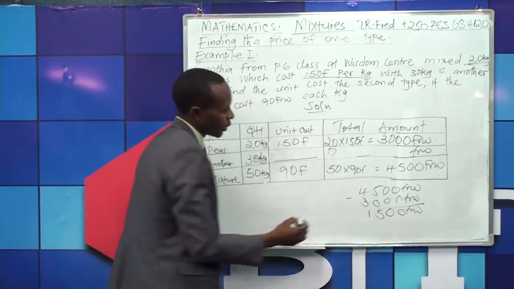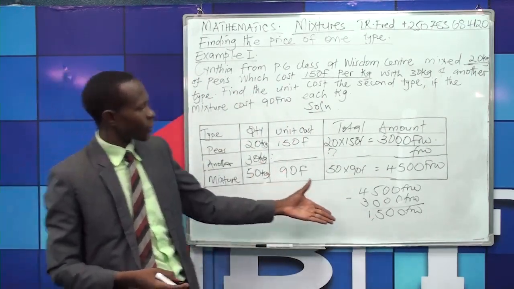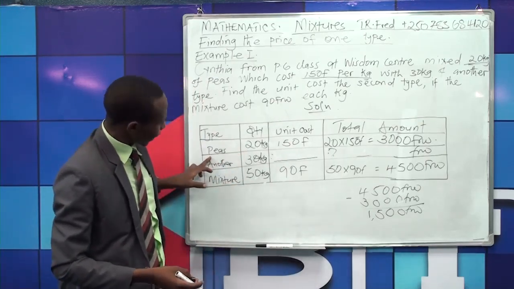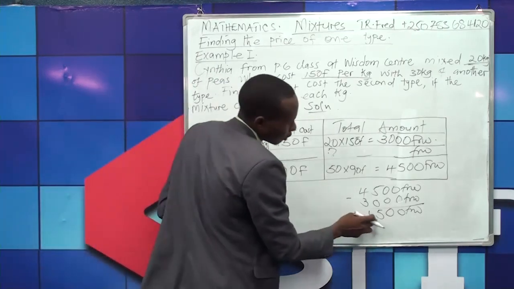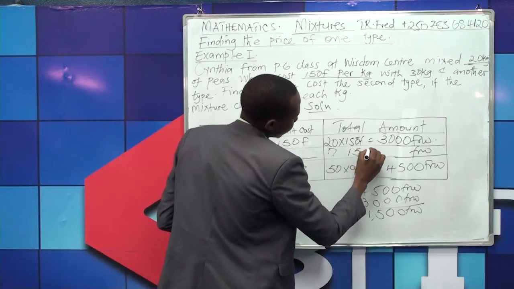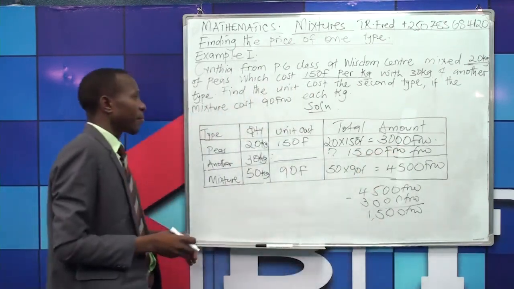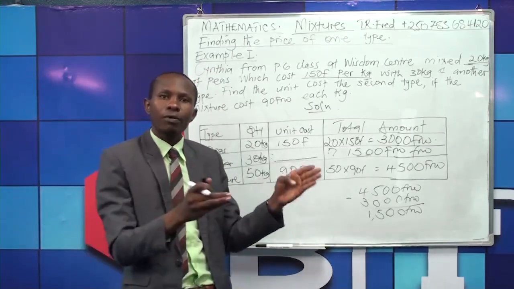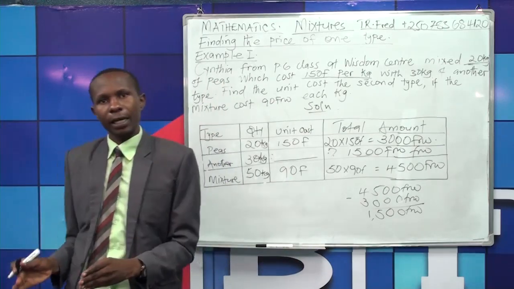So what does this mean? When you look at the summary that we've made down here, you realize that 30 kilograms of the other type was costing 1,500. So I come here and say it was costing 1,500 francs. Remember, when you get the amount of the first type plus the amount of the second type, it has to give you the amount of the mixture.